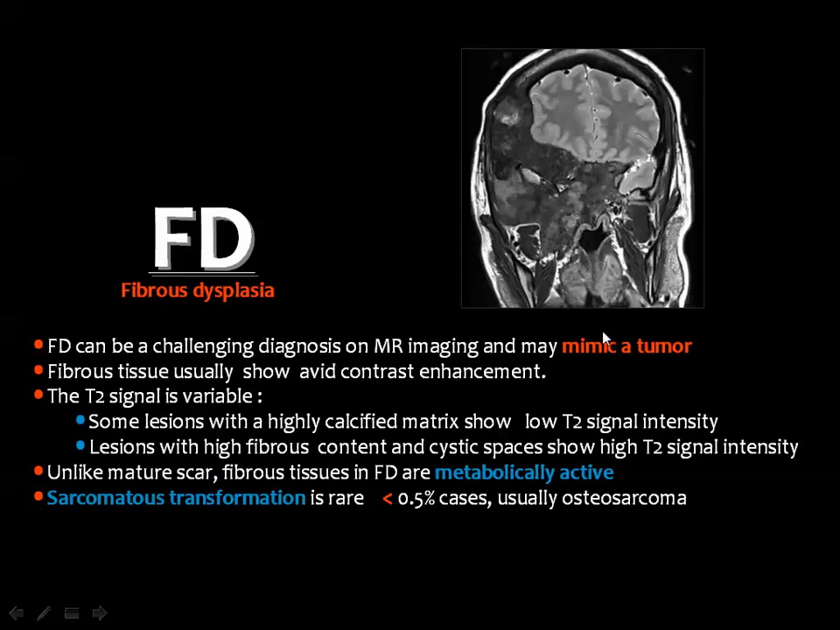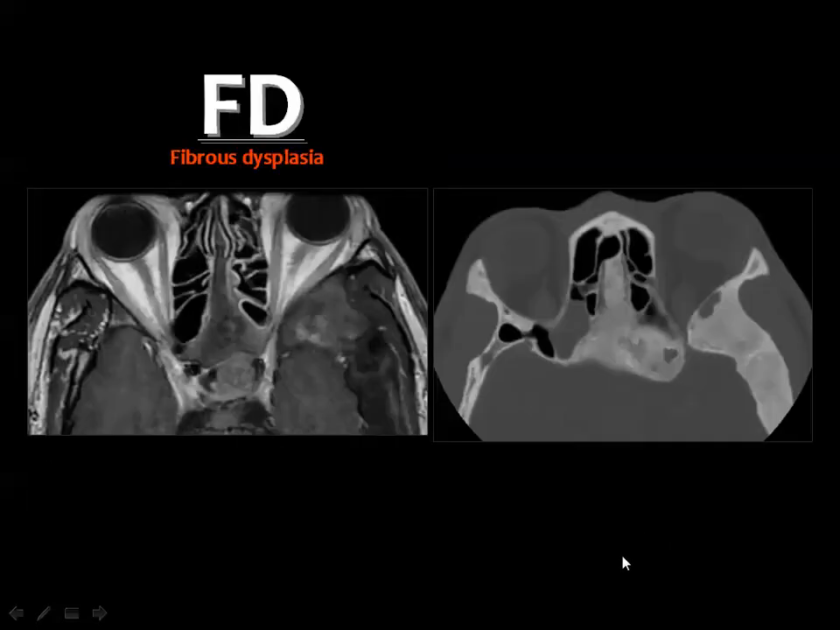In the T2 weighted images, most of the lesions may show low signal, as you can see here, but some of the lesions, due to the presence of cystic changes, will show high T2 signal. You should remember that fibrous dysplasia is a metabolically active lesion, and sarcomatous transformation is considered rare, representing less than 0.5% of the cases, and is usually transformed into osteosarcoma.